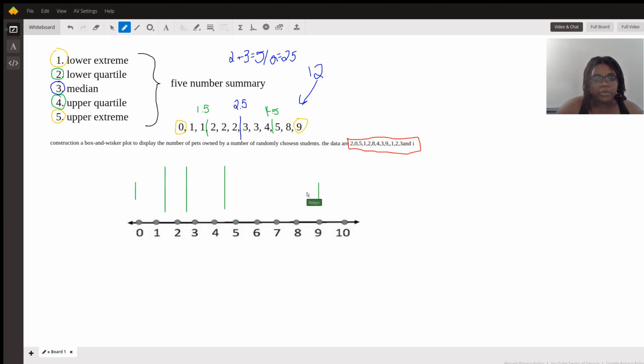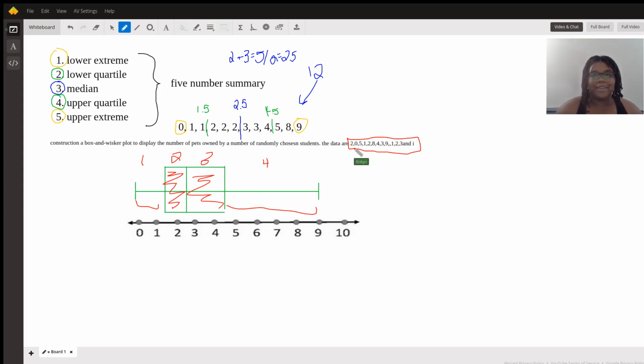Connect all of those with a straight line, and then our 3 in the middle with straight lines as well. And we've got our box and whisker plot. These portions here in the middle represent 25% of the data, as well as these portions here. All of those quartiles represent 25% of the data.